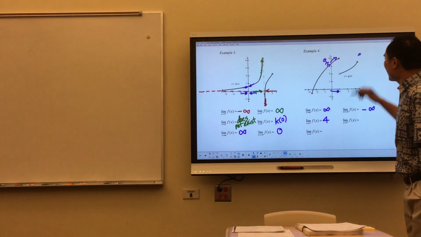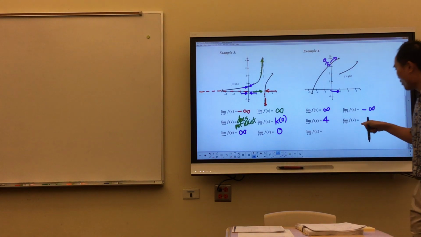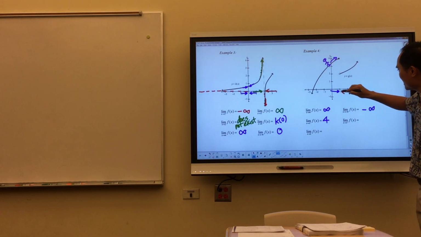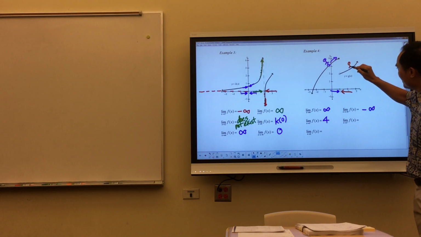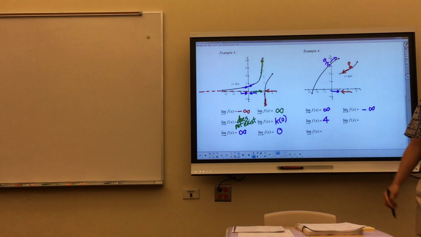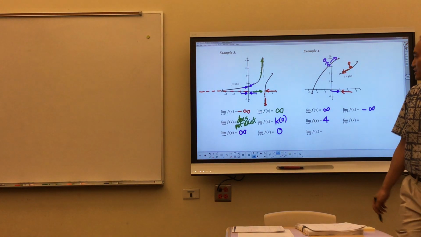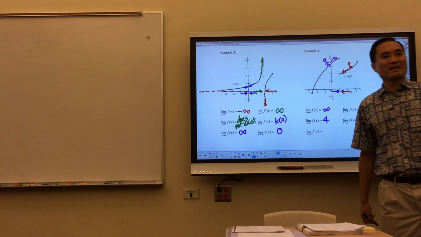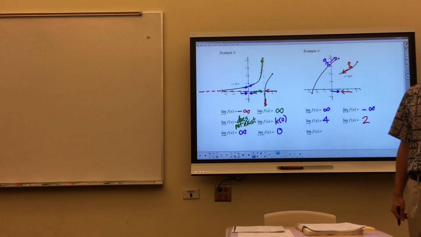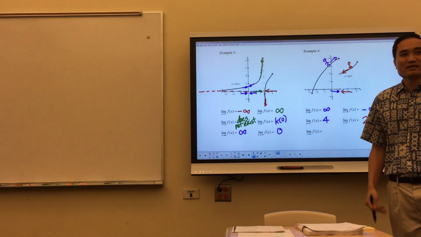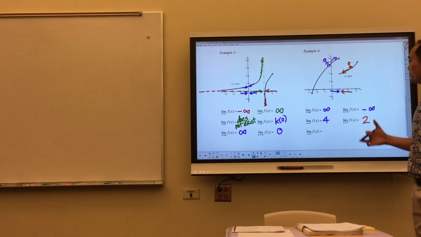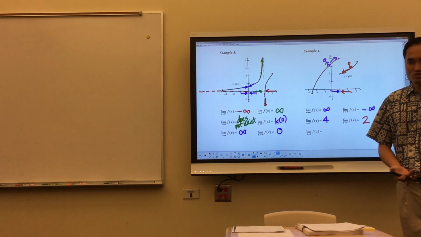Okay, now we're going to approach 1 from the right. So you're on this part of the graph, and you're walking this way. What y value are you approaching? 2. Do you ever attain a y value of 2? No. But once again, it doesn't matter. The limit is what is being approached.